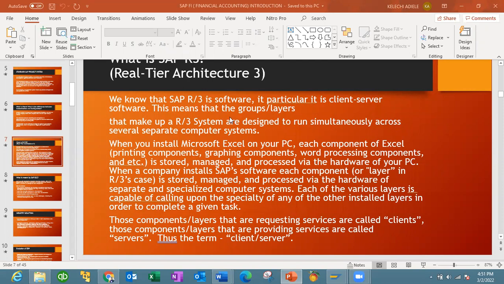Okay, so the R3, which we say is the server, houses the 3 different layers, which is dev, QA, and prod. Just as you have Microsoft Office and Word sitting on your Windows 10 or Windows 7, that's how it is with SAP. R3 is the Windows 10.